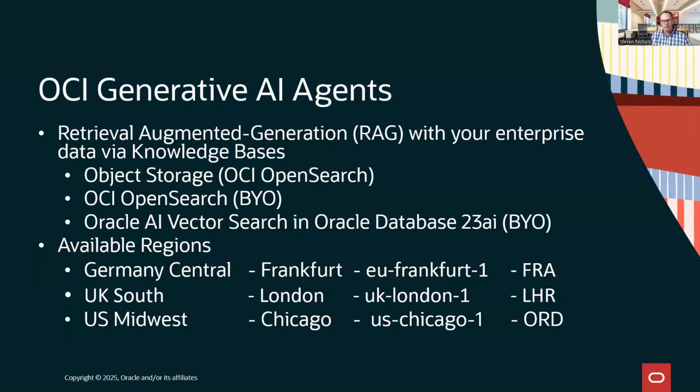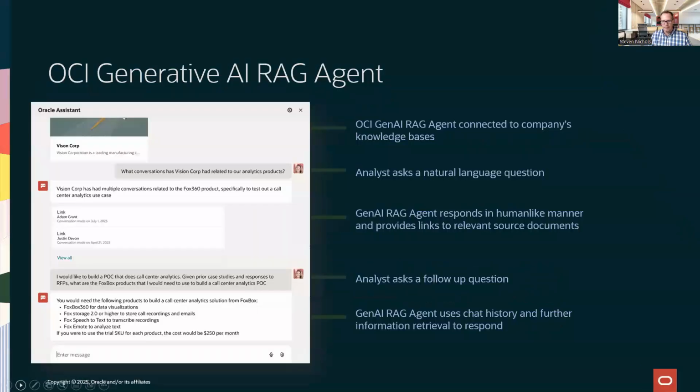You can also use OCI Gen AI agents to connect or wire up to that native vector search database and ask questions about it. Now, the OCI Gen AI agents are available in 3 regions currently. You can see them here. They're available in Frankfurt, London, and Chicago. I'll be using the Chicago region today.